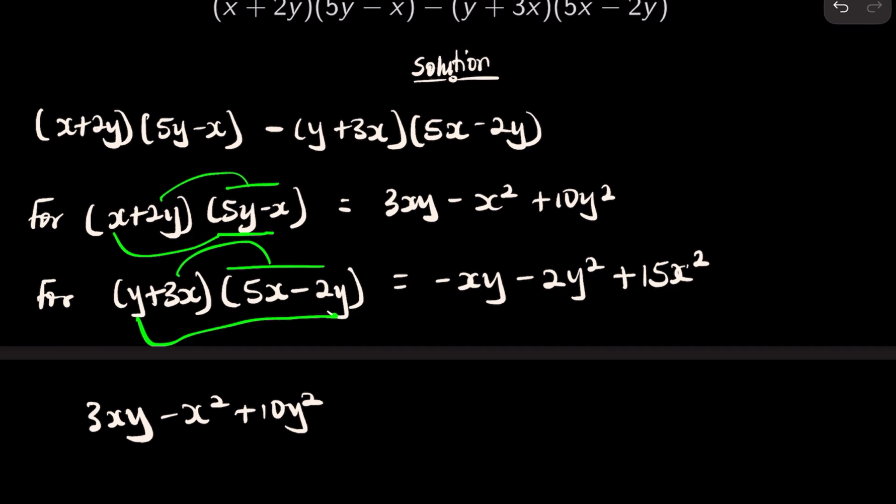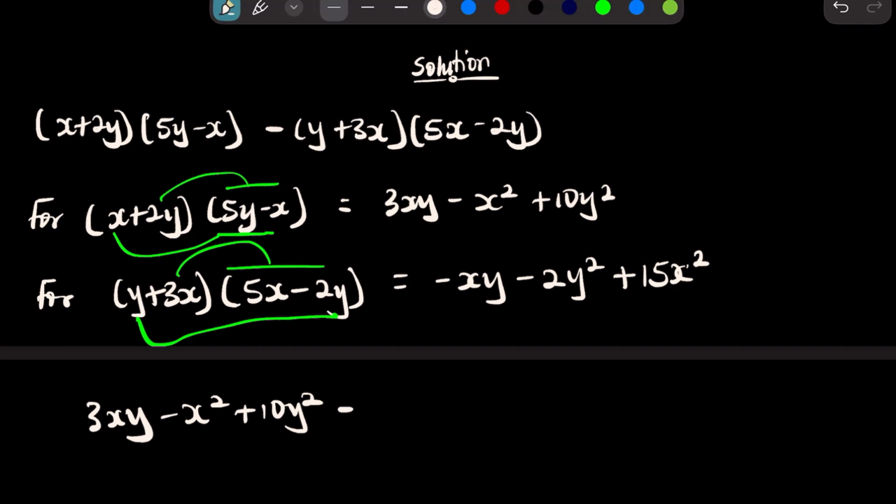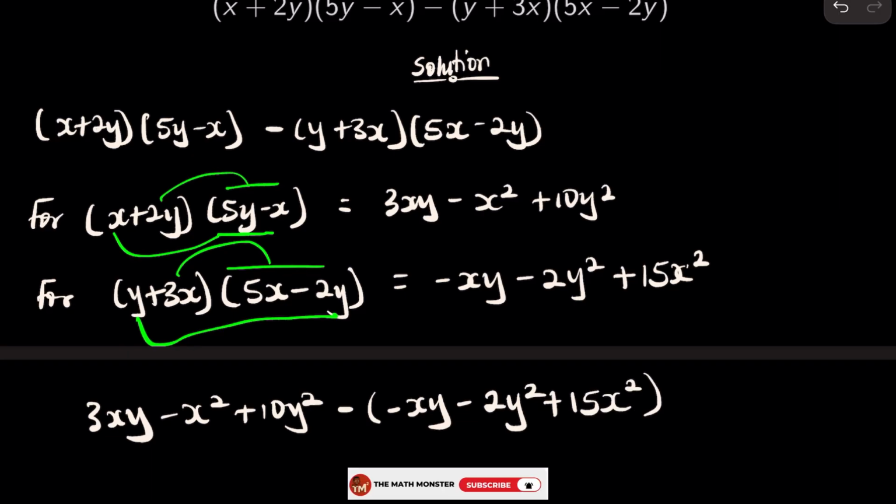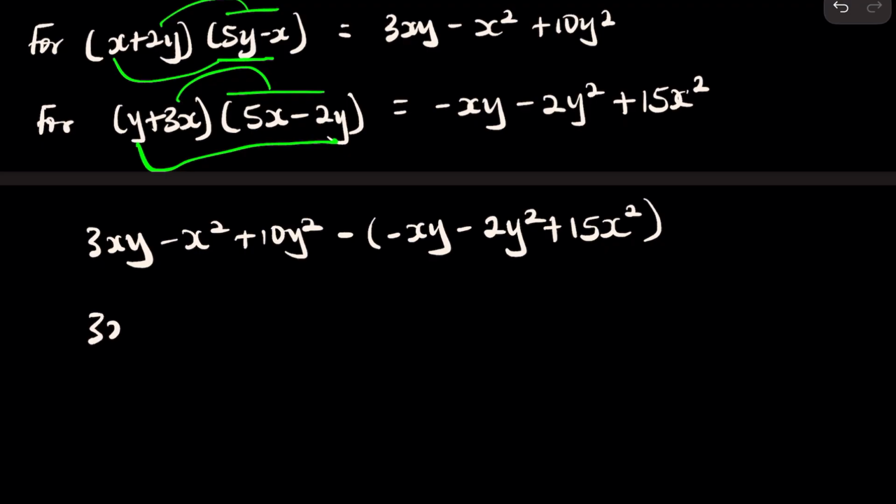Then minus, so we have this to be minus, and for this product, we have it to be this guy, right? So we put it in brackets. So open brackets minus xy minus 2y squared plus 15x squared, right? Then we can now distribute the minus, and so here we are going to have 3xy minus x squared plus 10y squared.